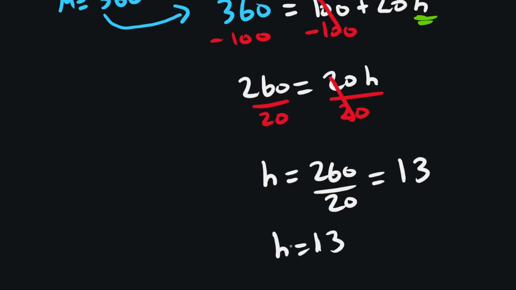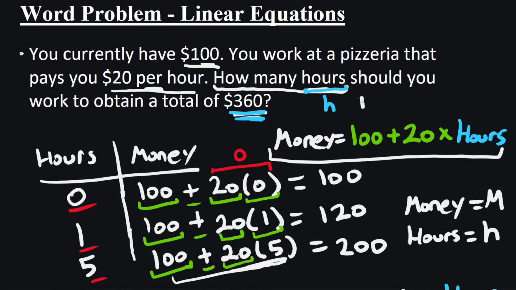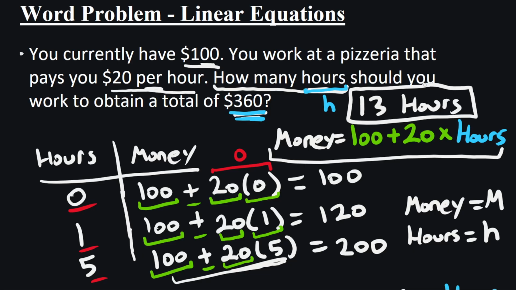And again, what does our H represent? Our H represents the amount of hours we have to work. So we have to work 13 hours. And that is our answer. The answer is 13 hours to get to $360. And we can go ahead and check that real quick.